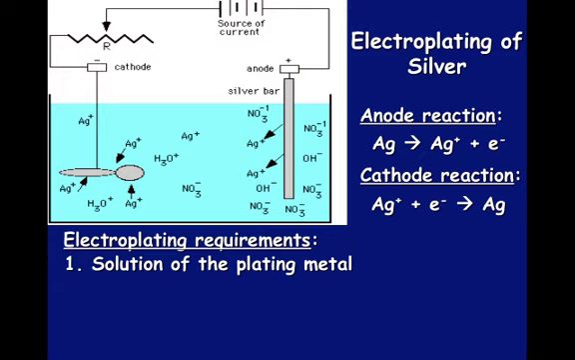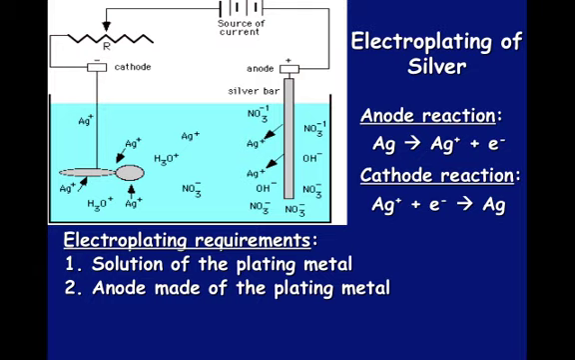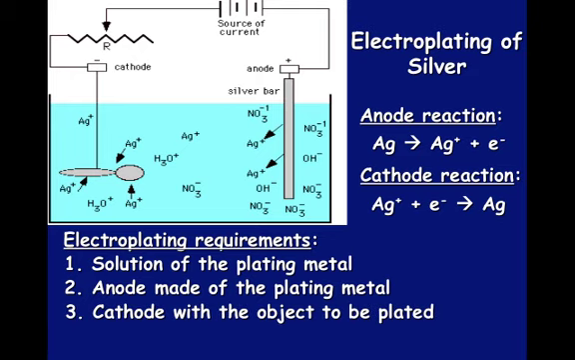You need a solution of plating material, which is usually made with 18 molar sulfuric acid. Anode made of the plating material, so it usually helps to have a silver bar. Quite expensive. When we do ours, we're just going to use copper wire. Cathode with the object to be plated. So usually we take more copper wire and just wrap it around the nickel and then turn it on and it goes. And then a source of current for our purposes in the lab, we'll use a 9-volt battery, which works quite well.